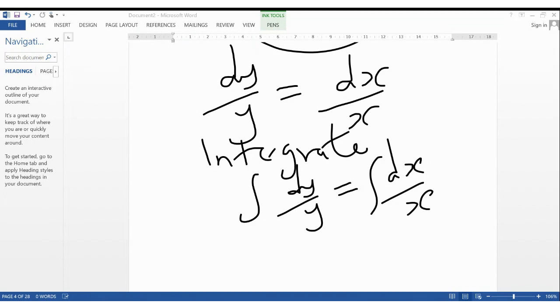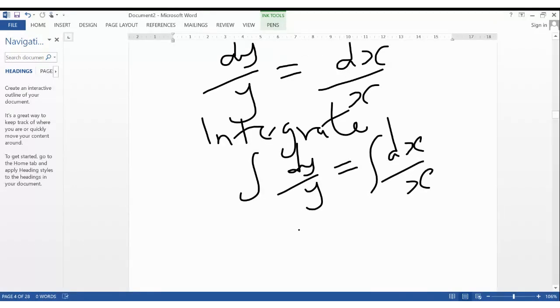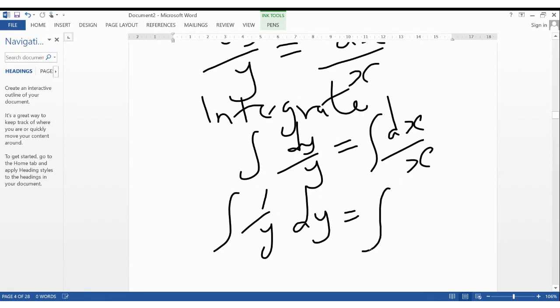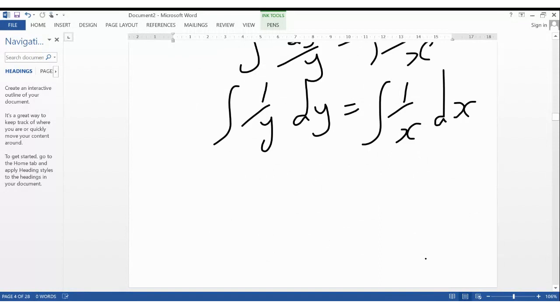Someone has gotten it now. Sorry, Florence. You are almost getting it, but you missed a small bit. So this one is the answer. Let me give you. So when you integrate this one, remember this one is the same as, if you want to see it clearly, 1 over y dy is equals to the integration of 1 over x dx. Remember when you integrate 1 over x, we did that one in calculus, you get ln. So you get ln y is equals to what?